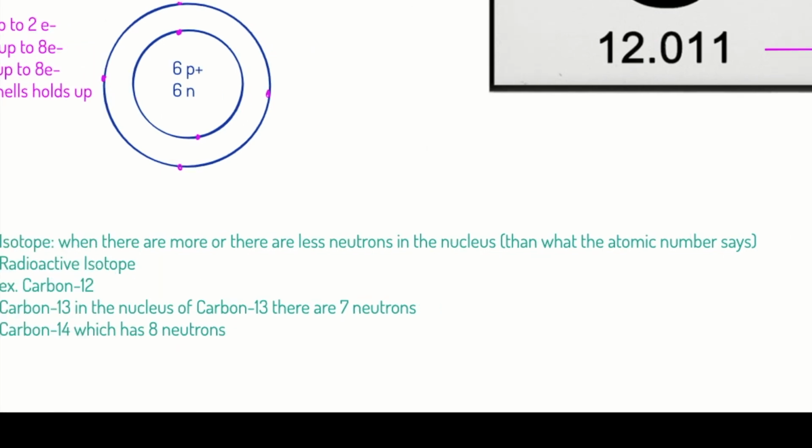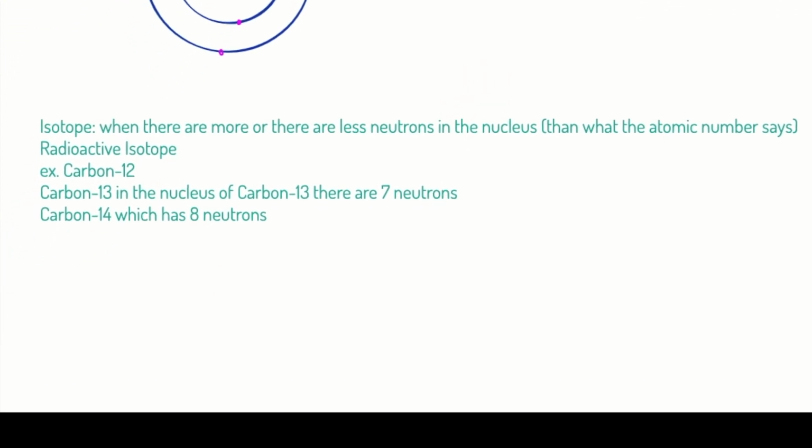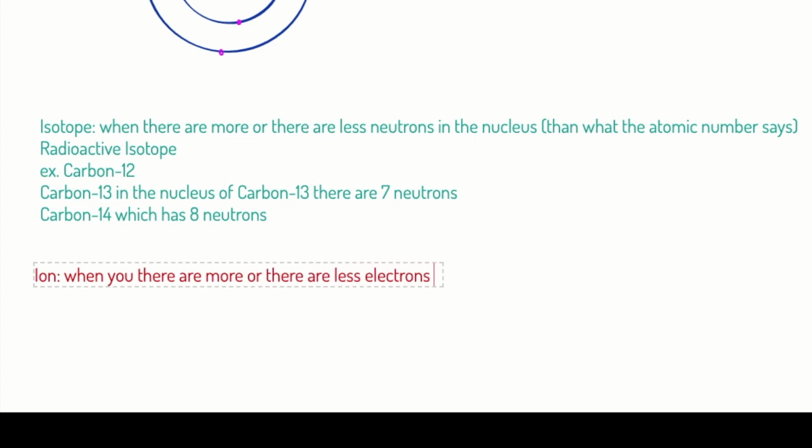The next thing I want to say is that sometimes you have a different number of electrons, and that is called an ion. An ion is when there are more or fewer electrons than what the atomic number is.